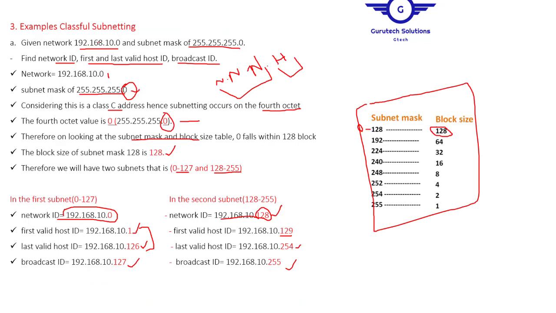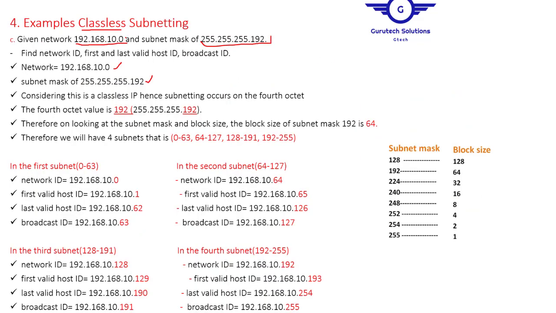This is classful. You could see that this is a class C address, and for a class C address, this is the normal subnet mask. So it becomes classful. When you come here, this is also a class C address, but the subnet mask is not the normal subnet mask of a class C address. A class C address subnet mask should end with 0, but now here it's ending with 192, making it classless.